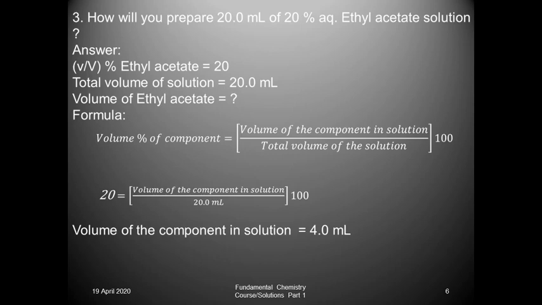volume percent of component equals volume of component in solution divided by total volume of solution, into 100. Then you put the values in the formula. Volume percent of component is 20, the volume of component in solution, which you are supposed to find out, that is ethyl acetate, divided by 20 ml, into 100. Then what will be the volume of ethyl acetate in the solution? Just do the cross multiplication: 20 will go there, and 400 divided by 100, you will get 4 ml.